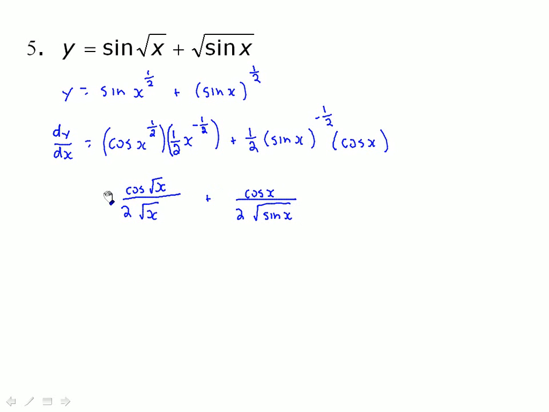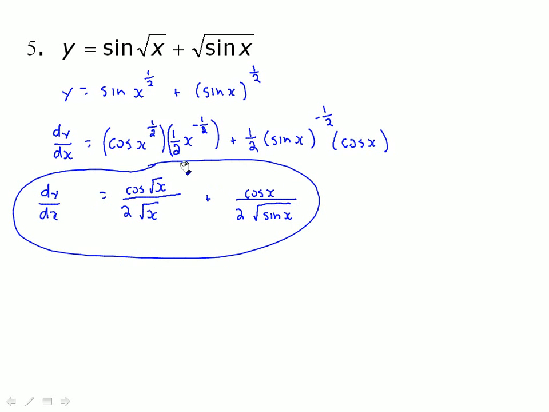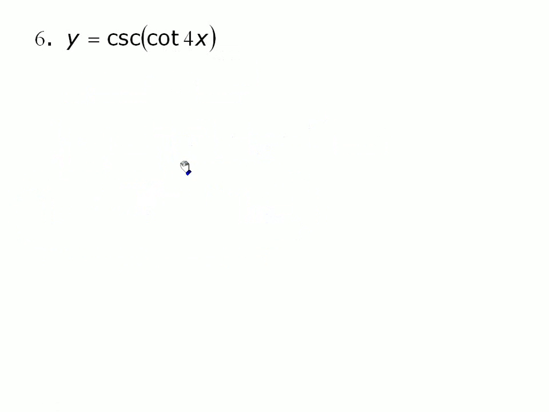Don't forget, this is dy dx. So now let's move on to number 6. Now this one is cosecant of cotangent 4x.